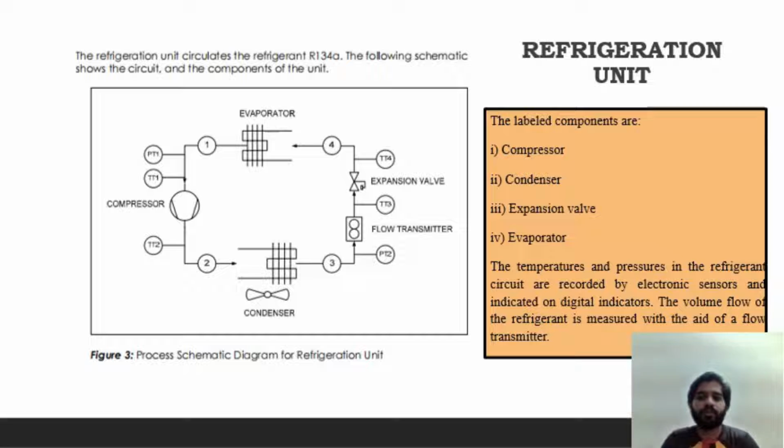Now let us move on to the second assembly in this unit, the refrigeration unit. As you can see here, it shows the process schematic diagram for the refrigeration unit. Based on the figure, it has 4 types of components: the compressor, condenser, expansion valve, and the evaporator. The temperature and pressure in the refrigerant circuit can be measured using electronic sensors and indicated on the digital indicators. The volume flow of the refrigerant is measured with the aid of the flow transmitter.